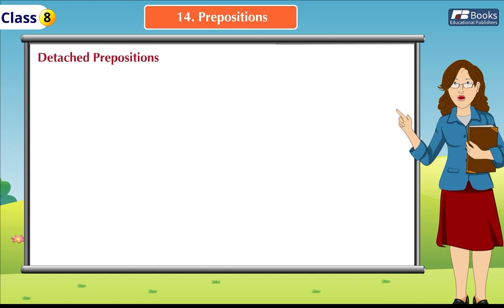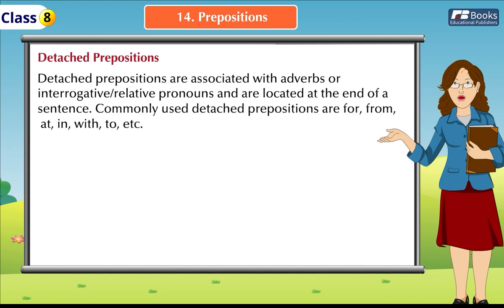Detached prepositions. Detached prepositions are associated with adverbs or interrogative, relative pronouns and are located at the end of a sentence. Commonly used detached prepositions are for, from, at, in, with, to, etc.